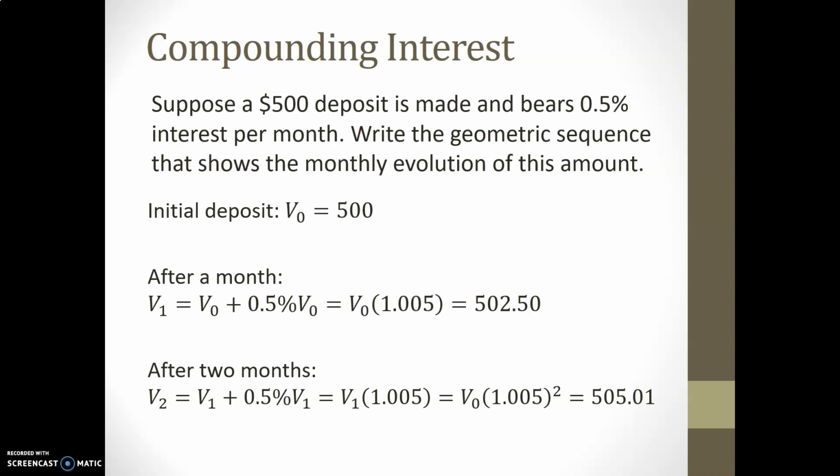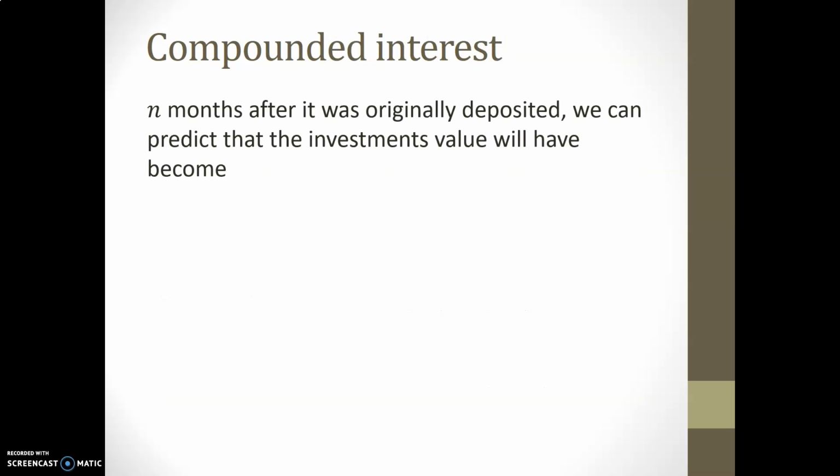So the amount after 2 months is equivalent to the initial amount to which interest was compounded twice. And that's represented by the term 1.005 squared. So 2 compounding effects over that time period. So if we've taken note of the pattern, we can assume that n months after it was originally deposited, we can predict that the investment's value will then be 500 times 1.005 to the power n. It worked when n was 1, it worked when n was 2, and this compounding effect will keep acting.